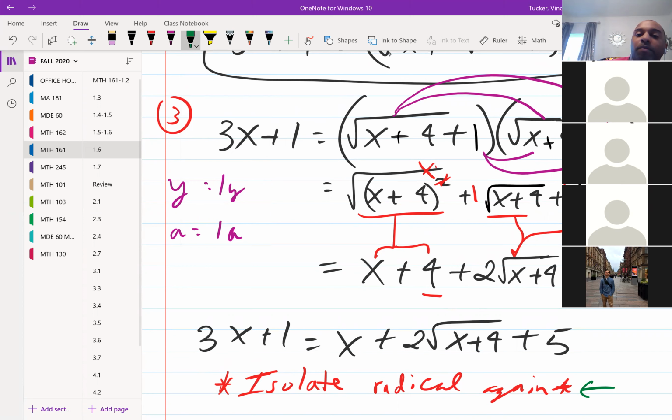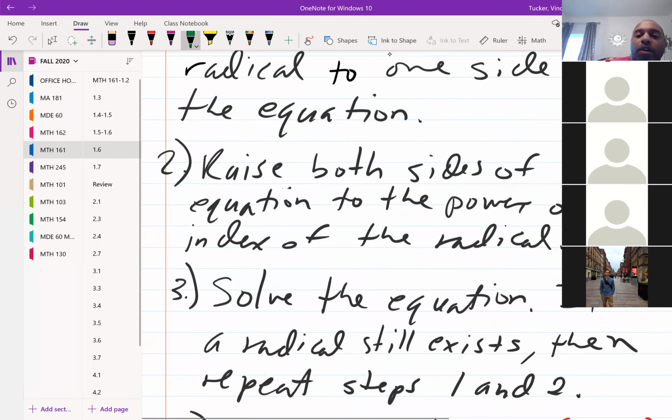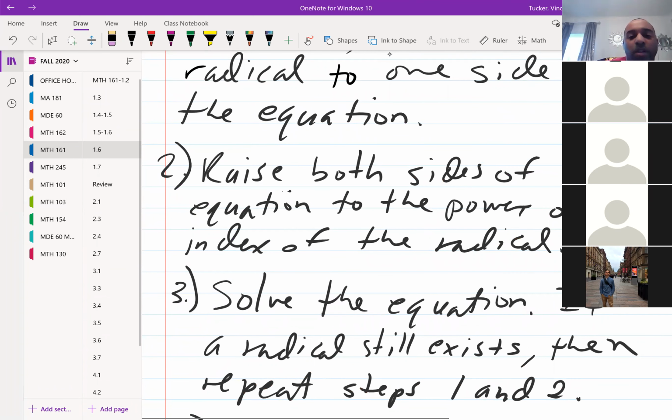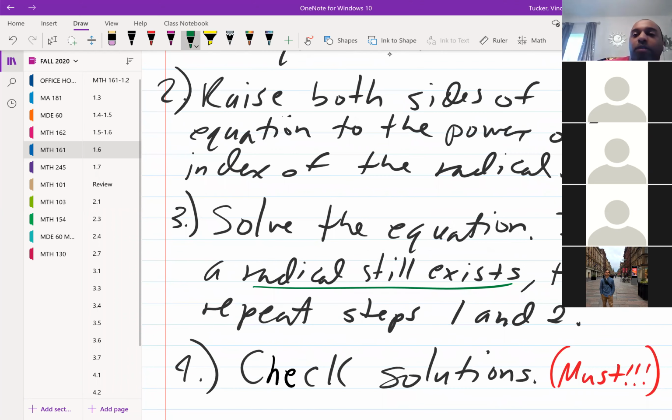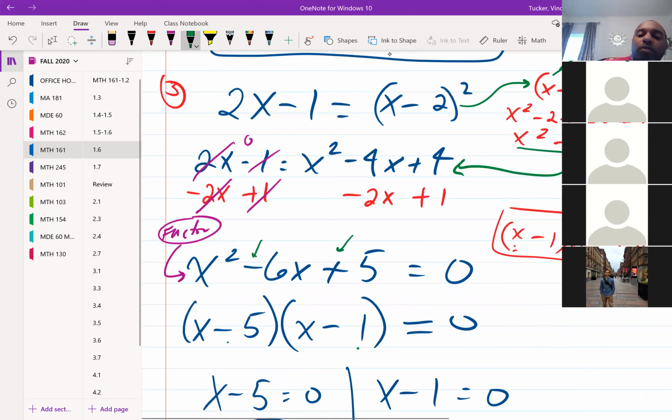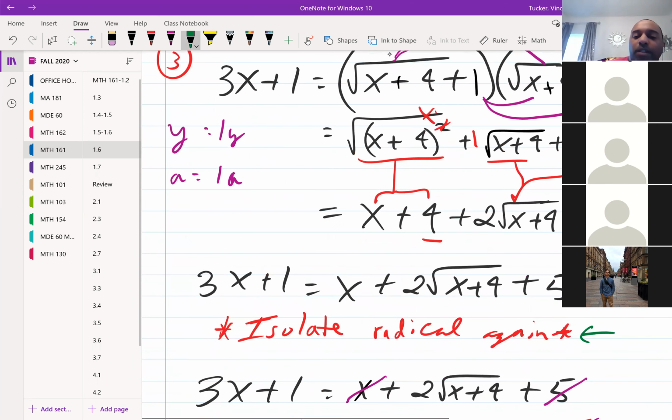Remember the steps. Go back to your steps. Back here in step 3, it says that if a radical still exists, then we want to repeat steps 1 and 2. So we have a radical that still exists, so we have to go back and isolate the radical. Someone says something in the chat. The 5 came from 4 plus 1. Yeah, so that's how we got that 5.